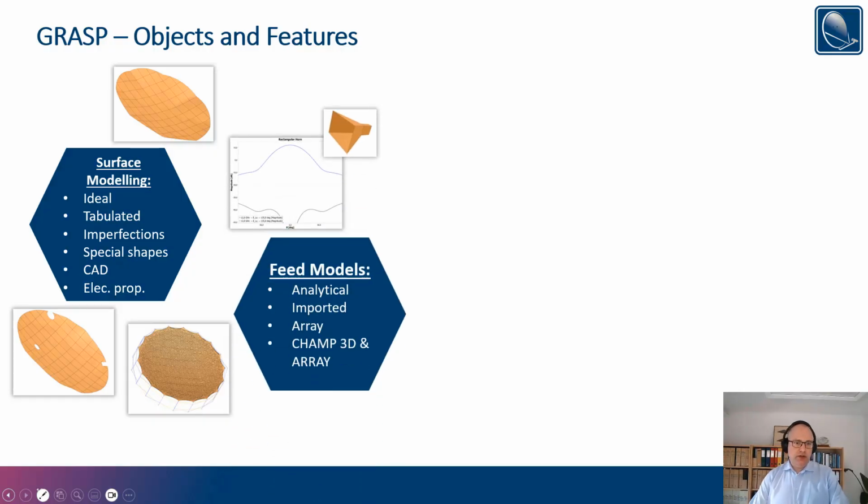We also include a number of different feed models. We have analytical models of different antennas, for example, a rectangular horn like this. You can also import feed patterns. This could be measured patterns, it could be patterns that have been simulated in other software. There's also an array model included in GRASP. And finally, you can of course use feeds created in Geom3D or the array product also in GRASP.